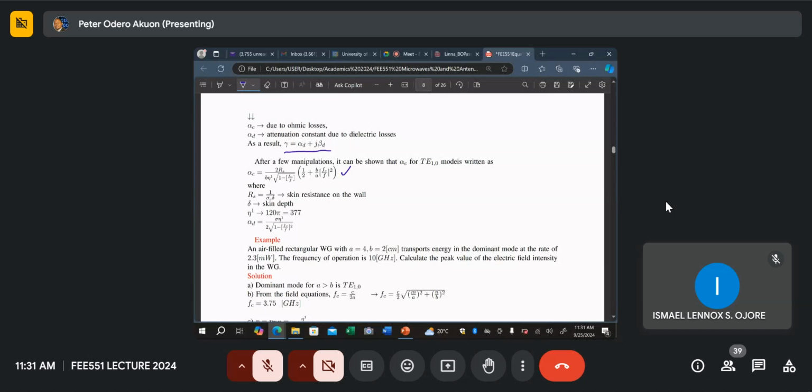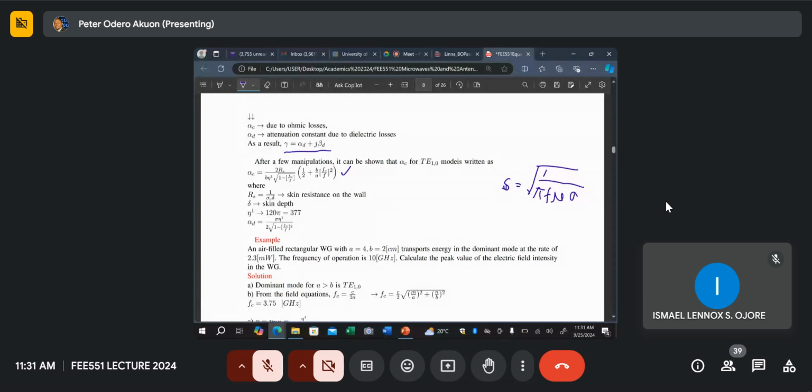The skin resistance on the wall depends on the skin depth. So that would be dependent on the frequency. Because, as we said, the skin depth is 1 over the square root of pi f mu times the conductivity. So you can see here the skin depth depends on the frequency of operation.